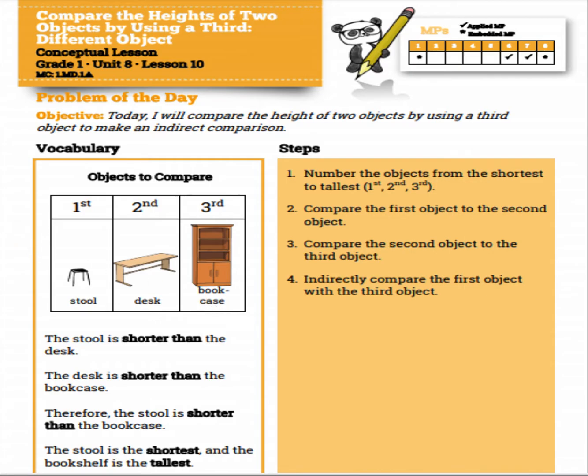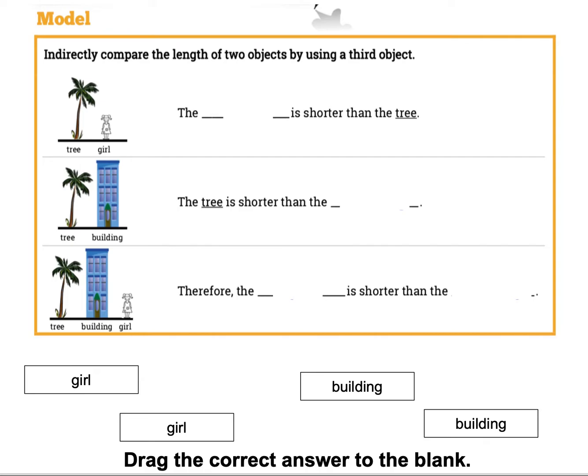Let's look at model number 1. Indirectly compare the length of two objects by using a third object. So, let's number our objects. Which one is the shortest? The girl, that is correct. And which one is our tallest? The building, yes. So girl is object number 1. Tree is object number 2. And building is object number 3.